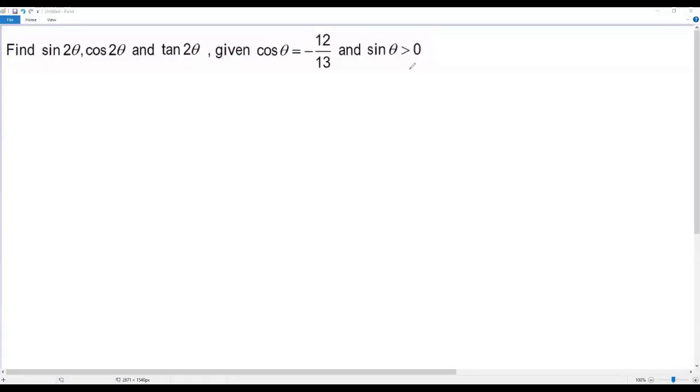Here we have a pre-calculus problem on trigonometry. Okay, let's go to the question. Find sine 2 theta, cosine 2 theta, tangent 2 theta, given cosine theta equals negative 12 over 13 and sine theta is greater than 0.